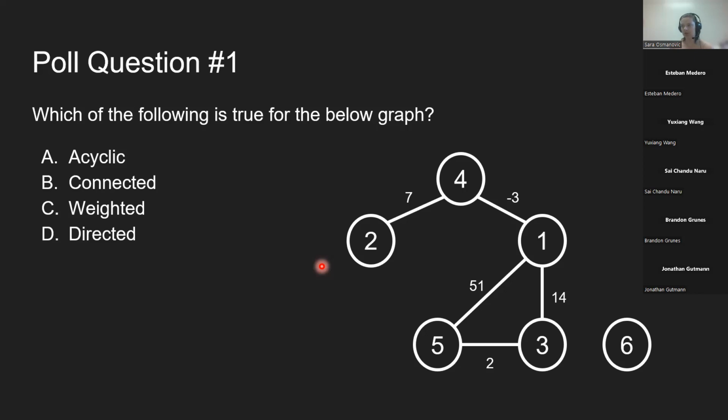Some good answers in the chat. I like the responses. So you guys are correct. It is C. It is a weighted graph. It is not connected because the 6 does not connect to anything. It has a cycle here, so it's not acyclic. It is not directed because we don't have the arrows, and we do have the weights, so it is weighted.